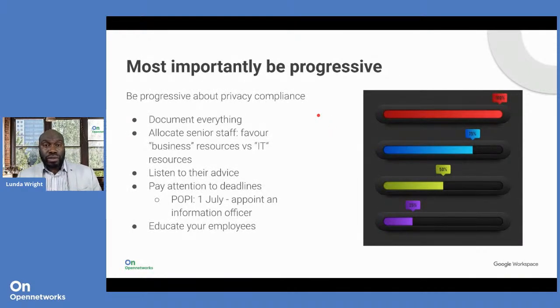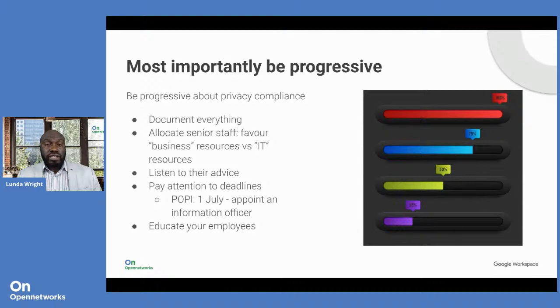The most important thing about privacy compliance is that you need to be progressive about it. This means you are better off starting with privacy compliance and doing something about it rather than doing nothing at all, or trying to do everything about privacy compliance all at once. There's a rule of thumb here, which is: document everything.